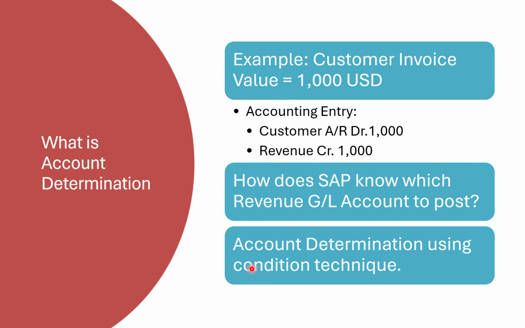While posting to financial accounting, it has to trigger the relevant amount to the relevant GLs. Let's say the revenue amount to the revenue GL, tax amount to the tax GL, reconciliation amount to the reconciliation GL. The question here is how SAP knows which GL account it has to post to. For this, we have the settings called account determination. Based on the account determination settings, by using the condition technique, it will trigger the relevant GL so that the amount will be posted to the triggered GL.